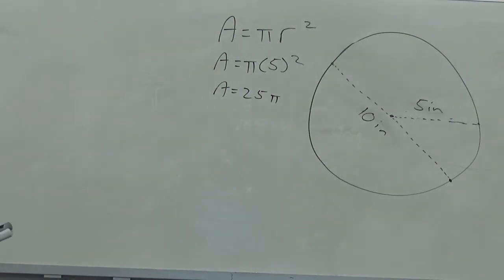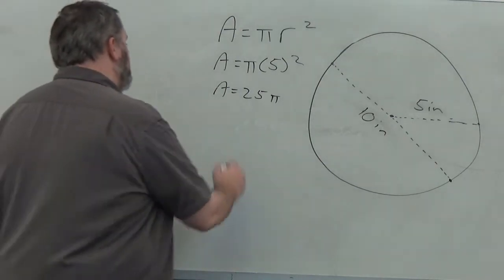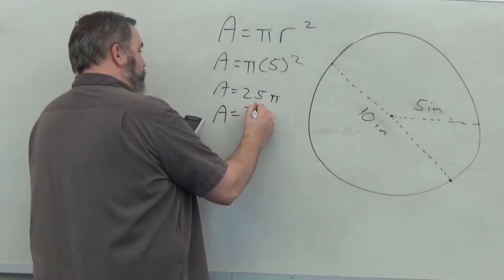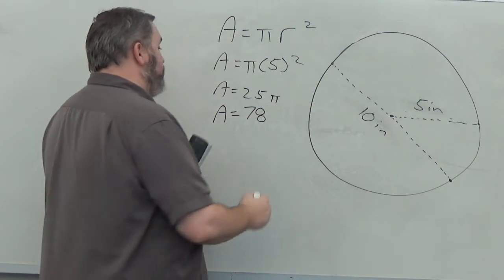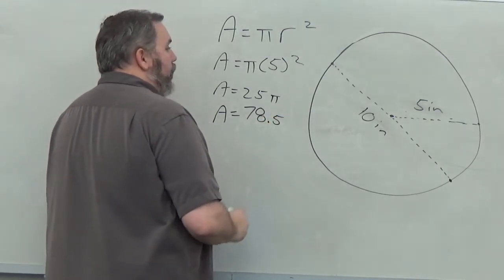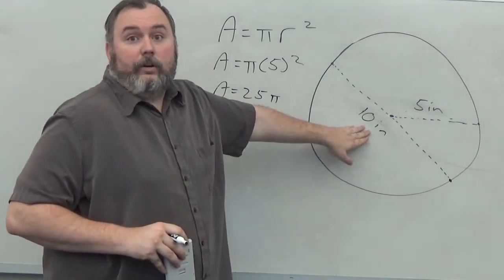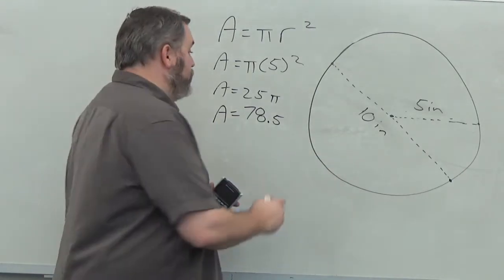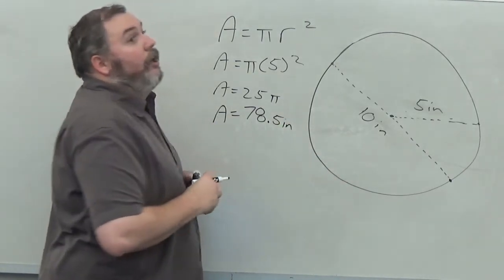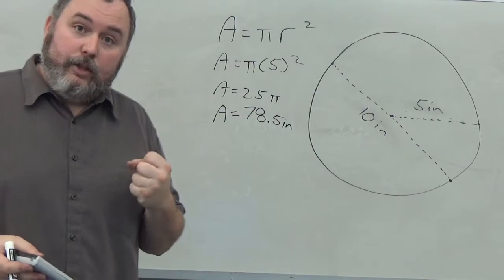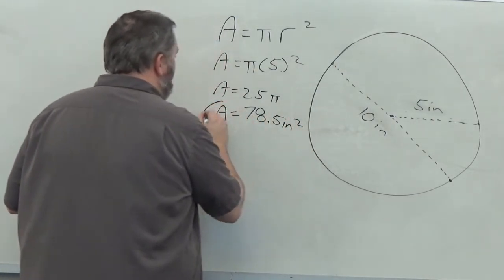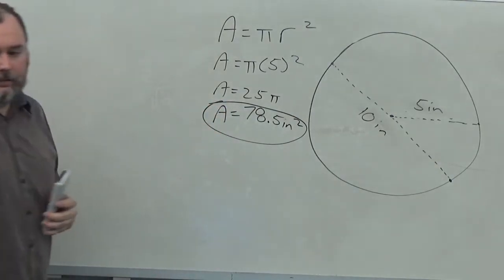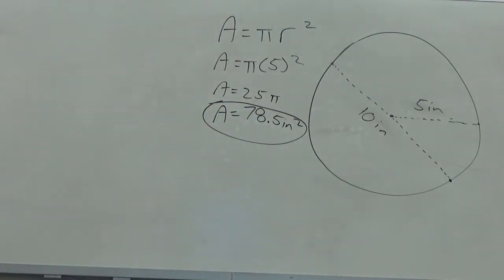When I do that, I get that my area is equal to 78, and we're going to go ahead and round to the nearest tenth, 78.5. All right, what unit was I working in? I was working in inches. And since I'm finding area, the unit will always be square. So my final answer in finding area is 78.5 square inches.